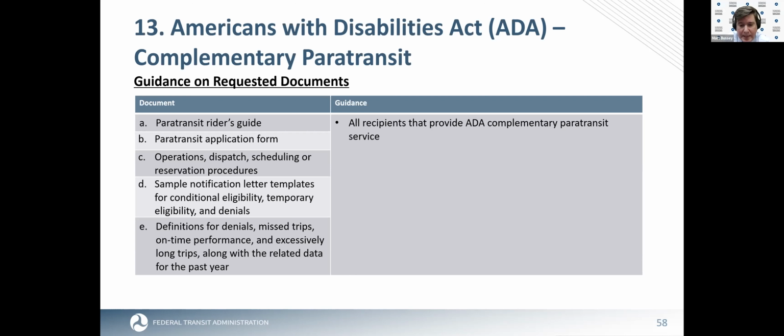Next is item E. Submit your definitions for capacity constraints, meaning denials, missed trips, whatever your definition is for on-time performance, and how you calculate excessively long trips. Importantly, along with those definitions, you want to actually submit data showing that you're monitoring your service: your denials, your missed trips, your excessively long trips, your on-time performance, et cetera. And if you are identifying a capacity constraint, then you are taking action to mitigate that. So you want to have the definitions submitted to the reviewer as well as the data, and if there is any finding that there is a capacity constraint, what you're doing about it.